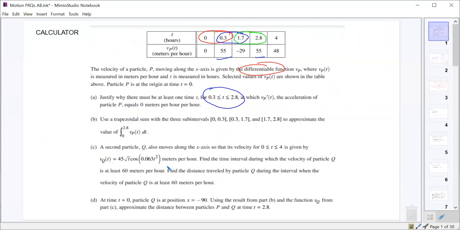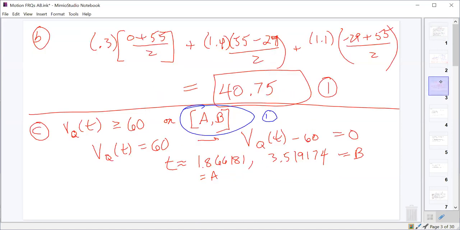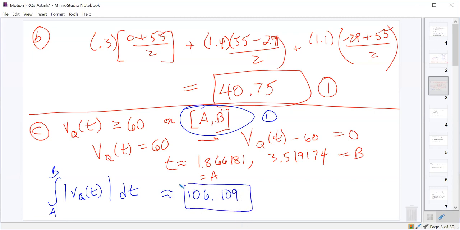So the second part of part C says find the distance traveled by particle Q during the interval when the velocity is at least 60. So we want to know the total distance traveled by particle Q on this interval that we just found. Normally when we do total distance traveled, we do the absolute value of the velocity, right? That's what I was just talking about a few minutes ago. So you would integrate the absolute value of the velocity function from A to B, and you'd get some number. That's really all you'd have to do for that, which came out to be 106.109 if you rounded it. And that is good enough.